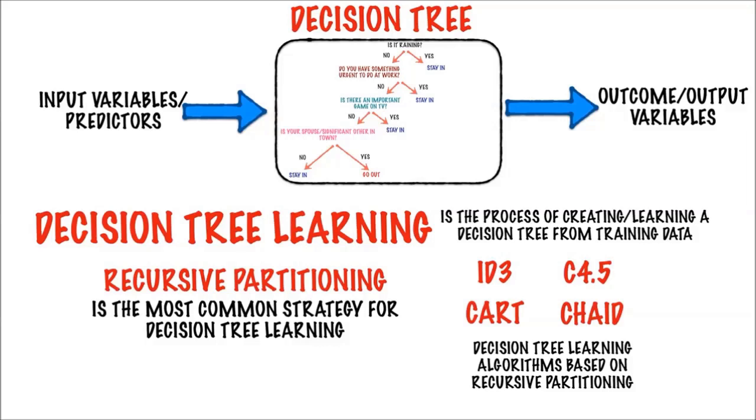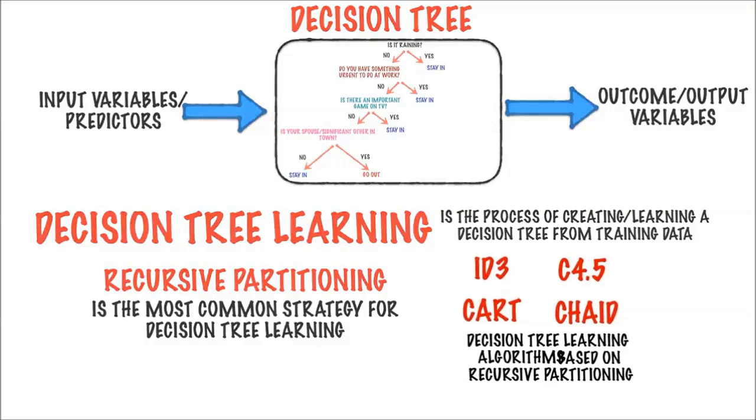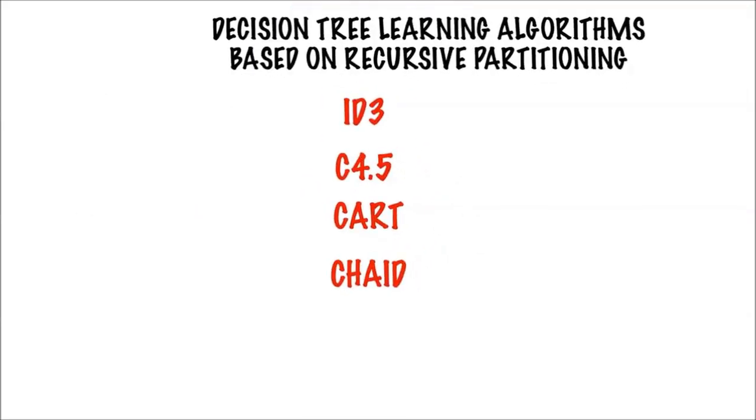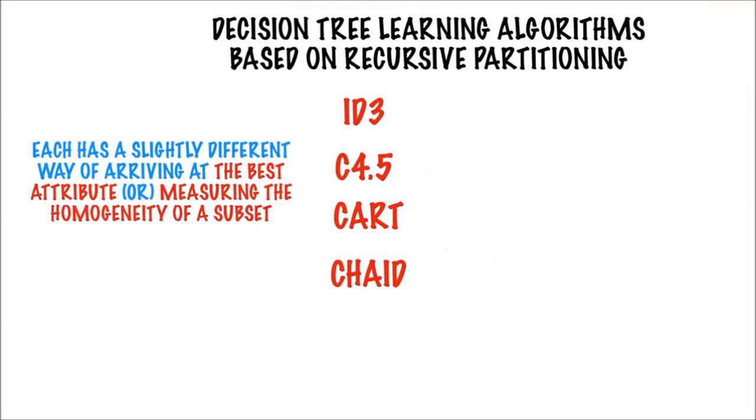This attribute is chosen based on how homogeneous or pure the subsets are when you choose that as the attribute to split. ID3, C4.5, CART, and CHAID are a few different decision tree learning algorithms which are based on this recursive partitioning strategy. Now, the difference between each of these is that they use a different measure or metric for arriving at the best attribute. This metric is a way to measure the purity or homogeneity of a subset when you choose that attribute to split the data.